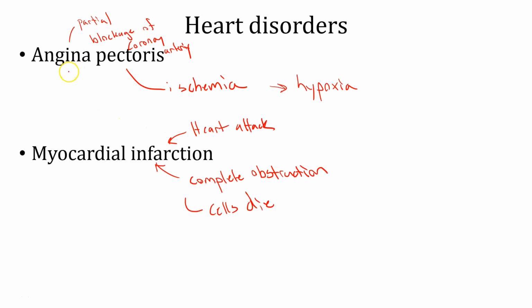And with angina, the cells do not necessarily die. They just undergo some hypoxic challenge or strain for a while, and then eventually that partial blockage will hopefully relieve itself. When cells die in a heart attack, they're usually replaced with scar tissue, and the scar tissue, as you can imagine, doesn't contract as well as it should.